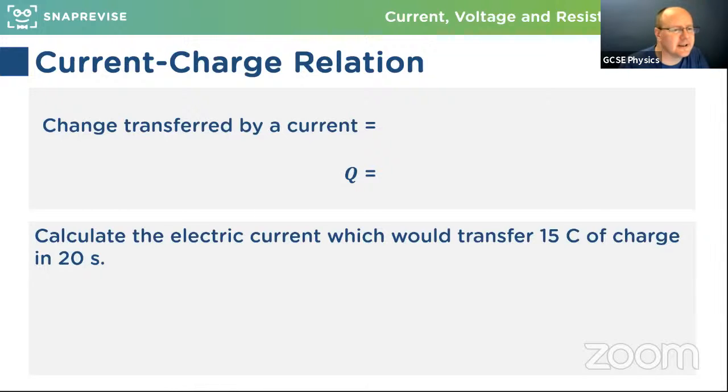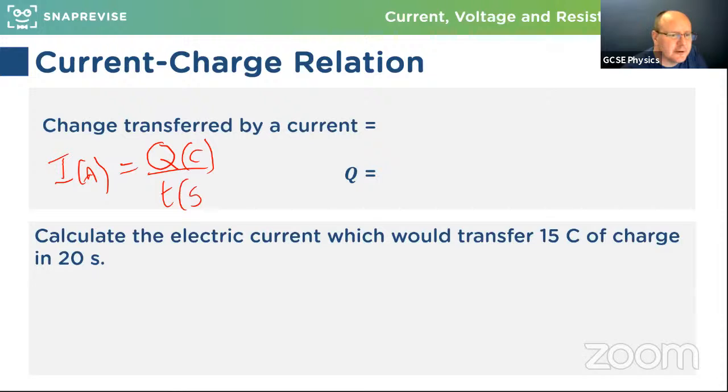So current in amps, symbol I, unit capital A, is equal to the charge, which we normally use the symbol Q for, and its unit is coulombs, divided by the time that it takes for those coulombs to move, in seconds. So it's a rate of transfer of charge, I equals Q over T.